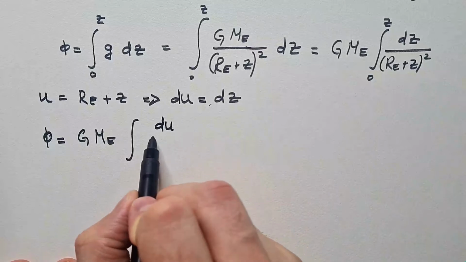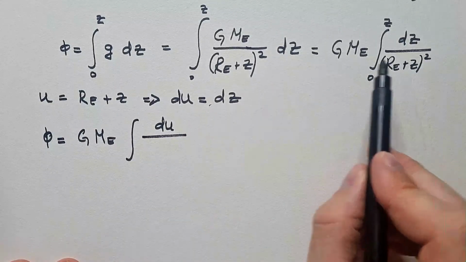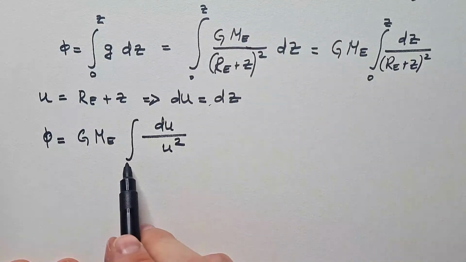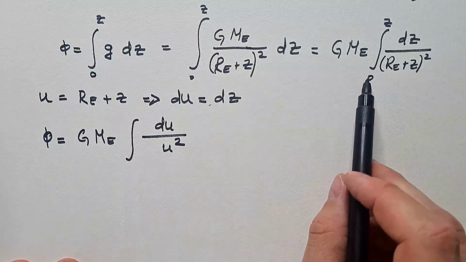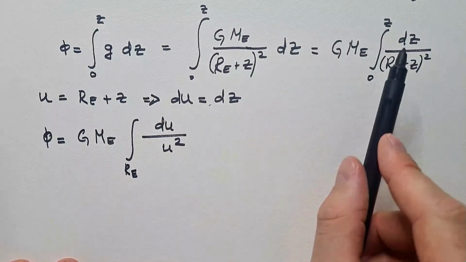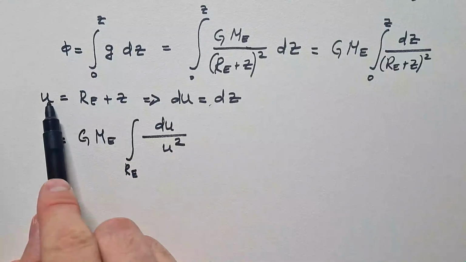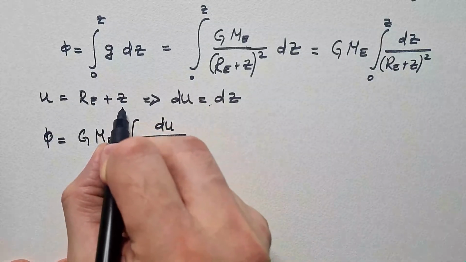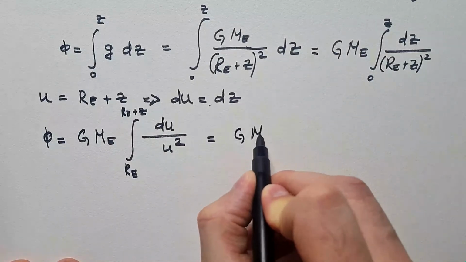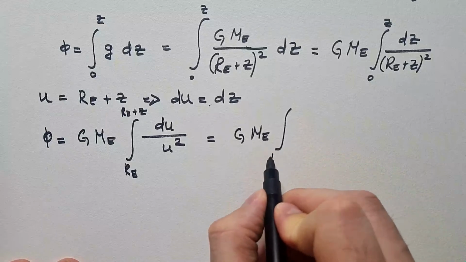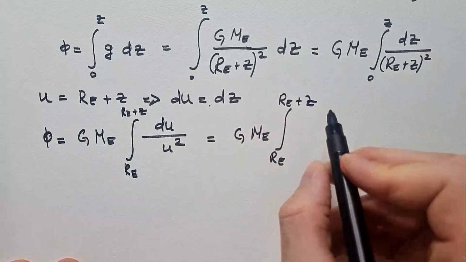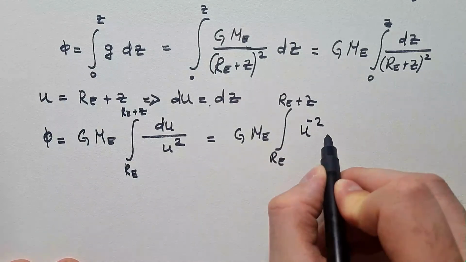With this substitution in mind, this integral becomes phi is equal to G M_E integral of du divided by u squared, since R_E plus z is u. Now, what are the limits of the integral? When z is 0, u is R_E. When z is z, u is R_E plus z. This is now a table integral because I can write this as G M_E integral from R_E to R_E plus z of u to the power minus 2 du.